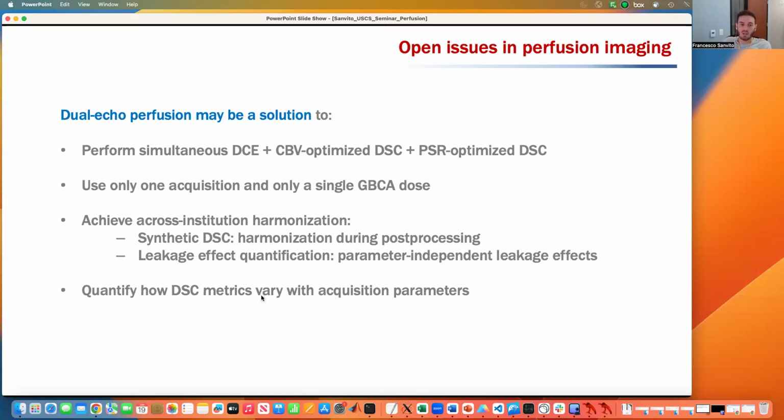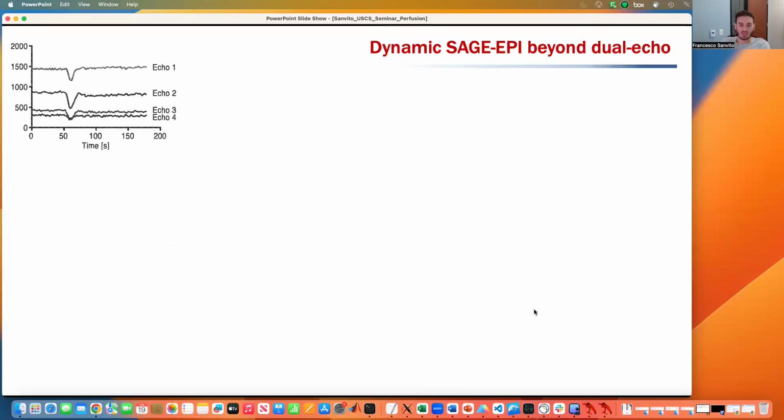And the other idea would be to harmonize data from multiple institutions. At this point, you wouldn't even need to coordinate everybody to acquire all the data in the same way. As long as they acquire two echoes, you can fix the harmonization of the parameters on the back end and just match the parameters synthetically after. This is the idea. Finally, a couple of things.